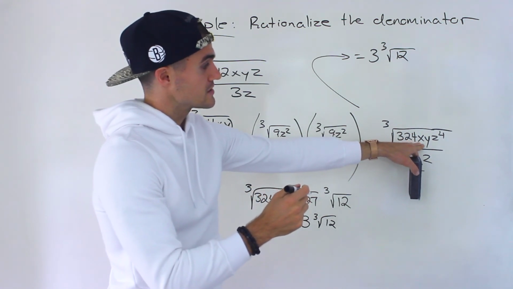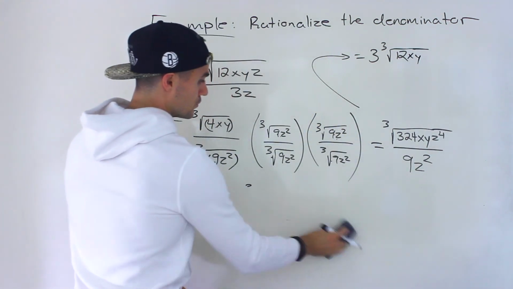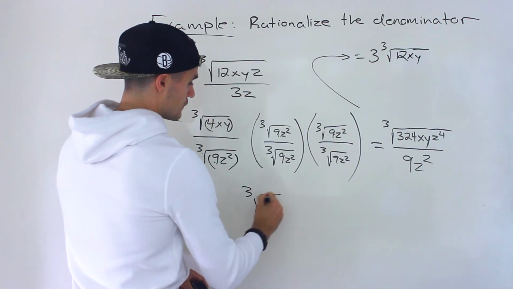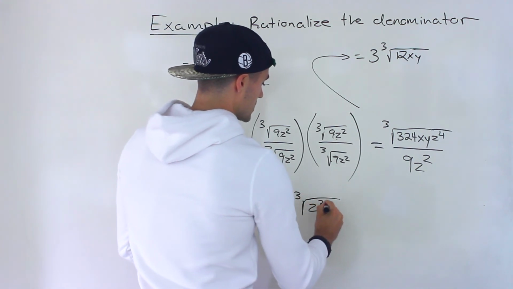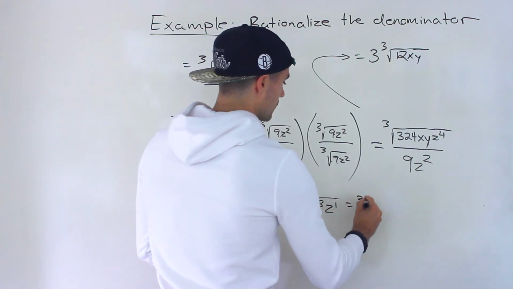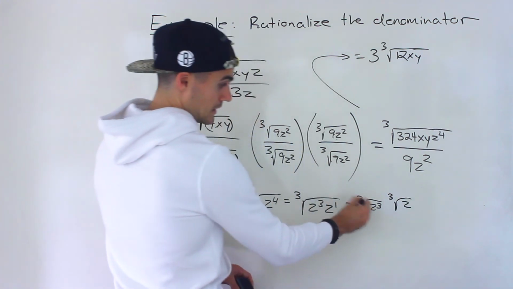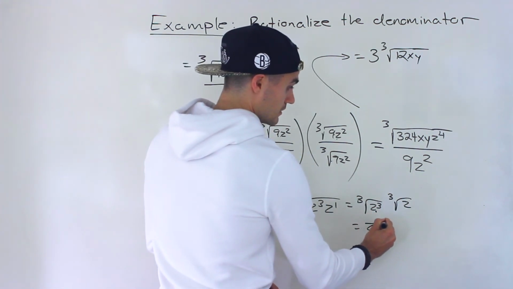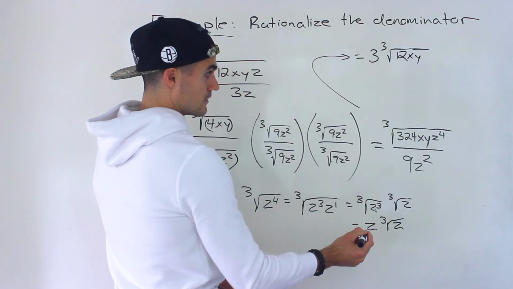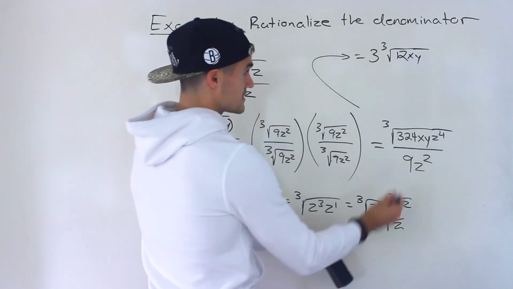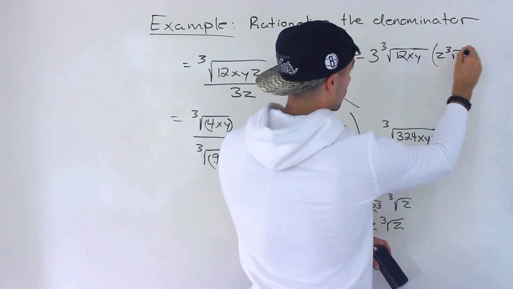Then the third root of x, third root of y, that doesn't simplify, so we could keep those. But then the third root of z to the 4, we can break that down as the third root of z to the power of 3 times z to the power of 1, which would be the third root of z to the power of 3 times the third root of z, which would end up being z, and then we'd have the third root of z. Okay, so the third root of z to the 4 simplifies to z times the third root of z.